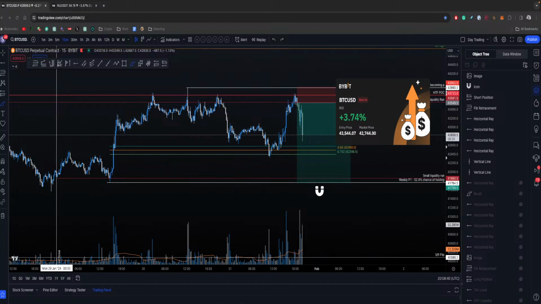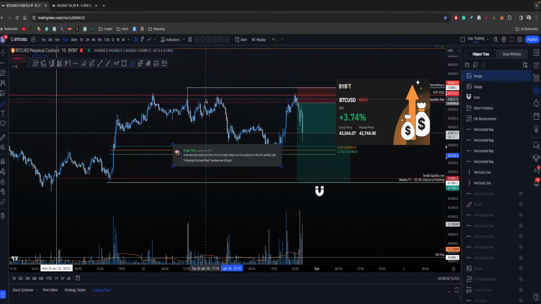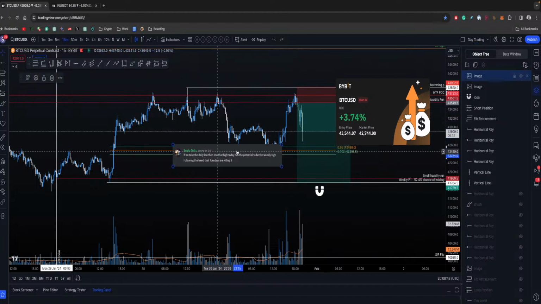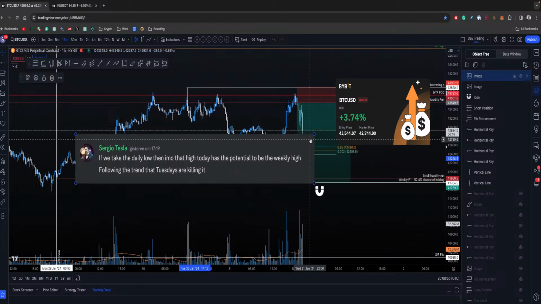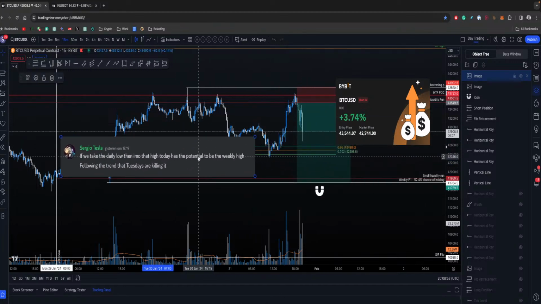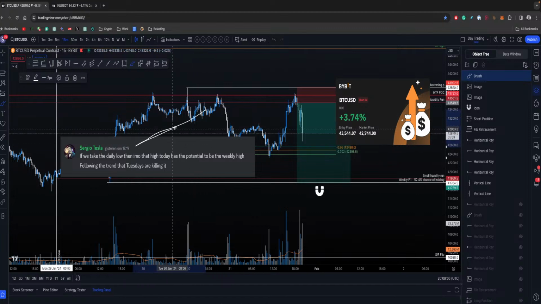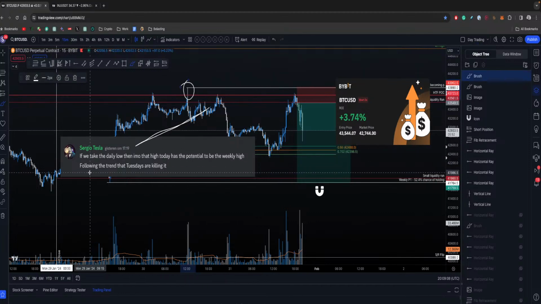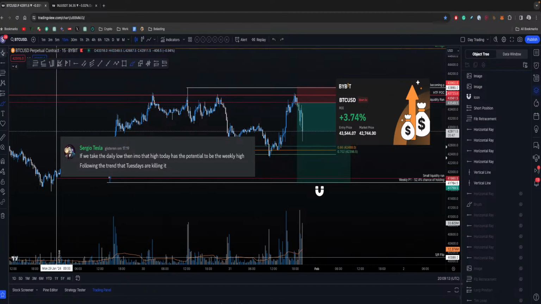So this was yesterday. This is just my theory explained in real time yesterday. Gisteren means yesterday in Dutch. This was 17:19, so this was here. All right, so I was saying if we take this low, then it might be potential that the high today has the potential to be the weekly high, following the trend that Tuesdays are killing it. So that's basically what I've just been talking about.